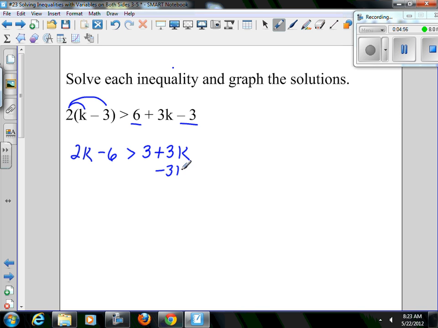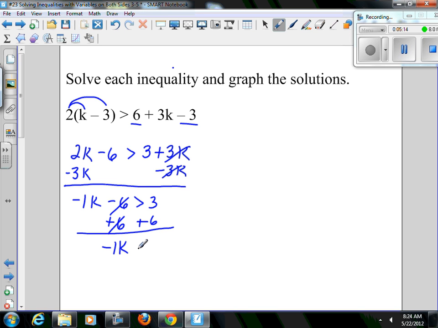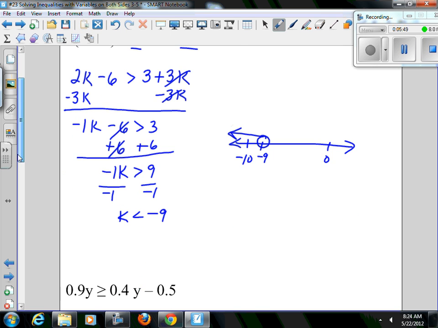Move all the variables to the left. So we're going to subtract 3k from each side. We end up with negative 1k minus 6 is greater than 3. You want to add 6 to each side. So I have negative 1k is greater than 9. Divide everything by negative 1. Because I've just divided by a negative, the arrow changes directions. So I have k is less than negative 9. If I go to graph that, here is 0, here's negative 10, here's negative 9 right here, open dot with an arrow going to the left.